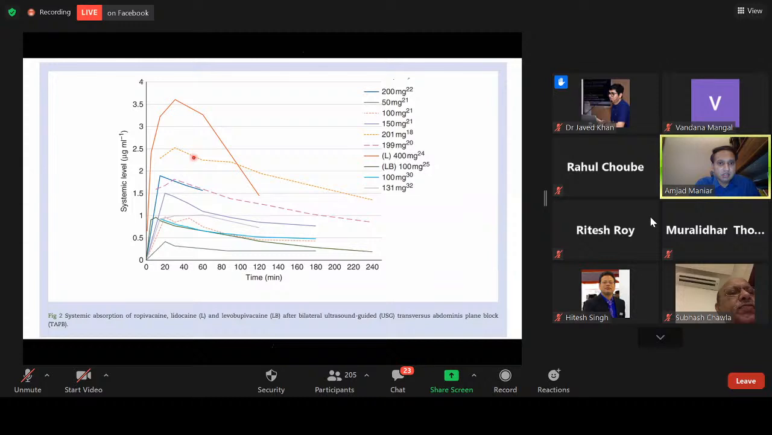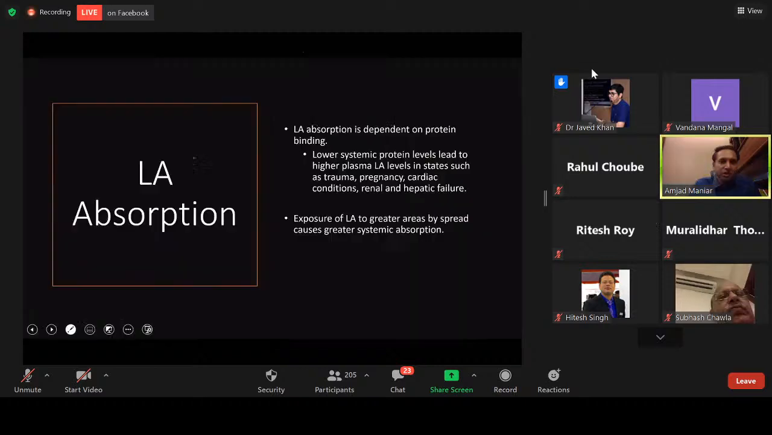And this level of local anesthetic absorption is dependent on many things, mostly the patient condition. Lower systemic levels of protein actually lead to higher plasma levels, as well as states like trauma where there's been a lot of blood loss, pregnancy, elderly patients, who are our prime customers for TAP blocks, cardiac conditions, renal failure, hepatic.